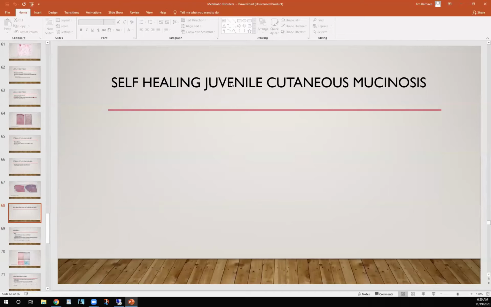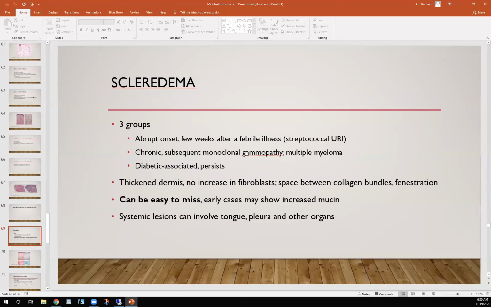I did mention real briefly, just for completeness' sake, self-healing juvenile cutaneous mucinosis. Not going to go too much into that one. And now we're shifting gears to talk a little bit about scleredema. These names can get confusing because they all sound very similar, but scleredema is a little bit different in that it's very easy to miss histopathologically.